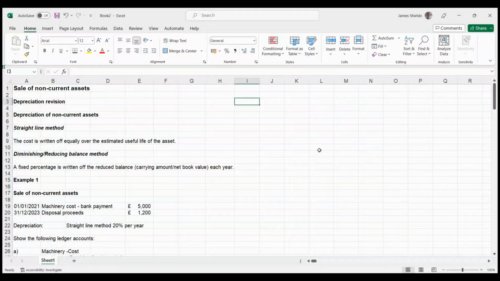And welcome to this video on the sale of non-current assets, also called disposal of non-current assets. So to start off with, a quick bit of revision on depreciation. Depreciation of non-current assets, I'm going to show you two methods here.